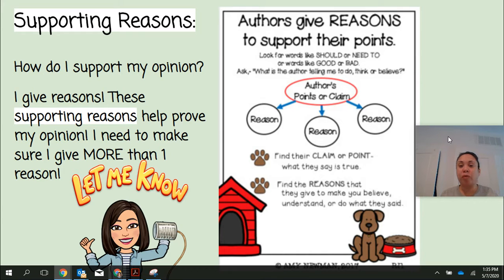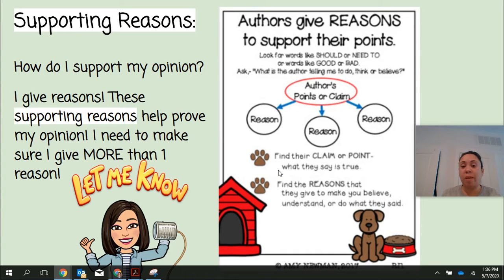So let's go over this anchor chart. It says authors give reasons to support their points. Look for words like should or need, or words like good or bad. Ask, what is the author telling me to do, think, or believe? So look at this author's point or claim. It has to be a reason, and then another reason. We have to find their claim or point, what they say is true.